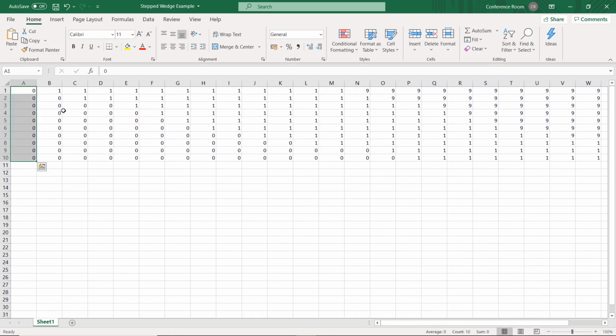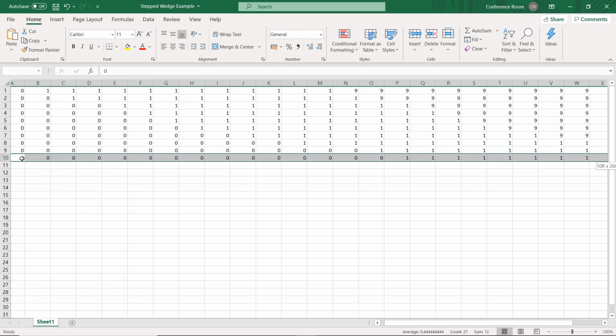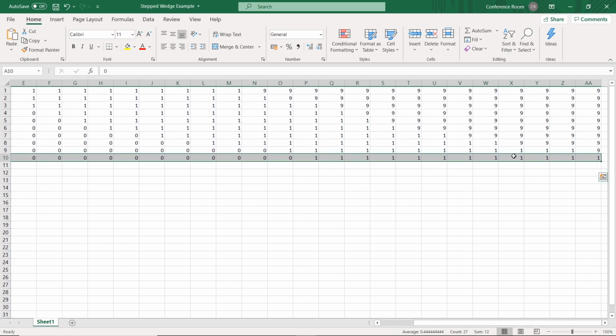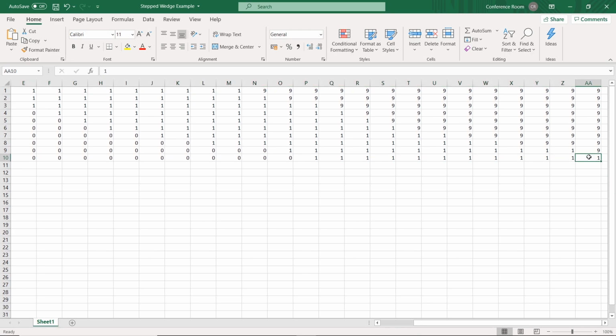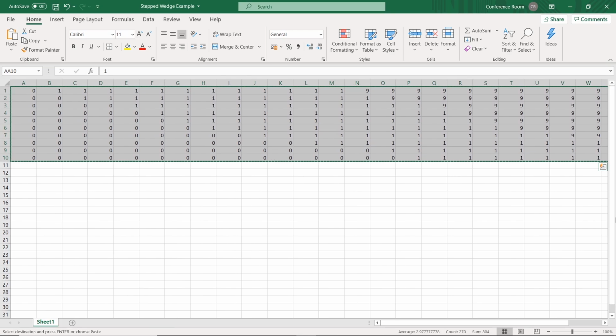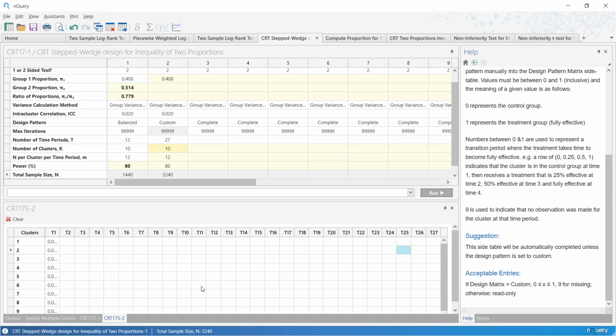So you can see here that 0 indicates that you were in the control group, 1 indicates that you were in the treatment group, 9 indicates that there was missing data here. So the group, or cluster, that moved into the treatment group first has these missing data where basically the study had stopped for that cohort. Whereas for this last one, you can see that once it had finished all of its observations, the 12 weeks of observation, that's when it was finished. And that's when the study ended. So we're just going to put that into nQuery in the side table here.